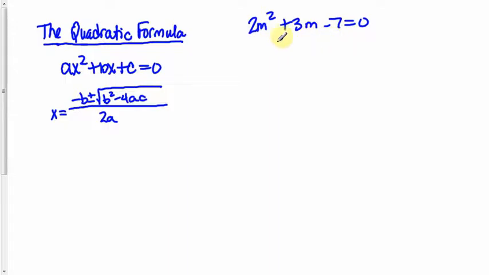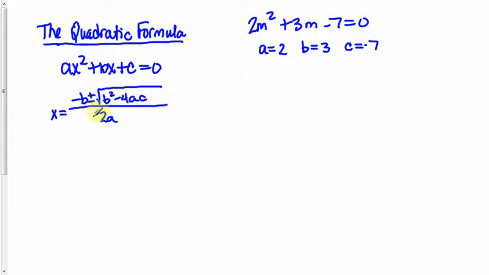It's possible that this will factor. I haven't looked at it to see if it will or not. But this would be one where I can't see how it would factor easily. I'm going to use the quadratic formula. That would be my thought process. Okay? I like to write what my a, my b, and my c are because that's what I'm going to be substituting into this. A is 2, b is 3, and c is negative 7.